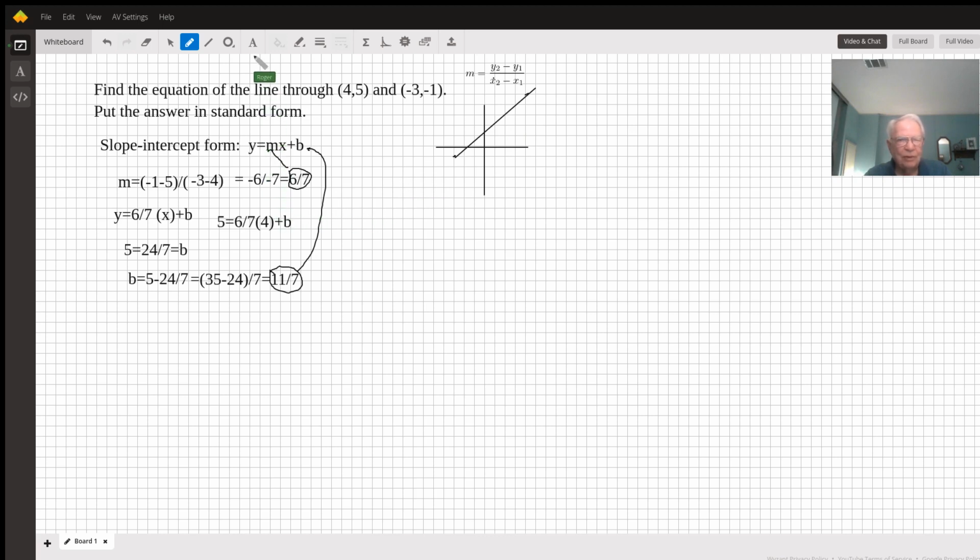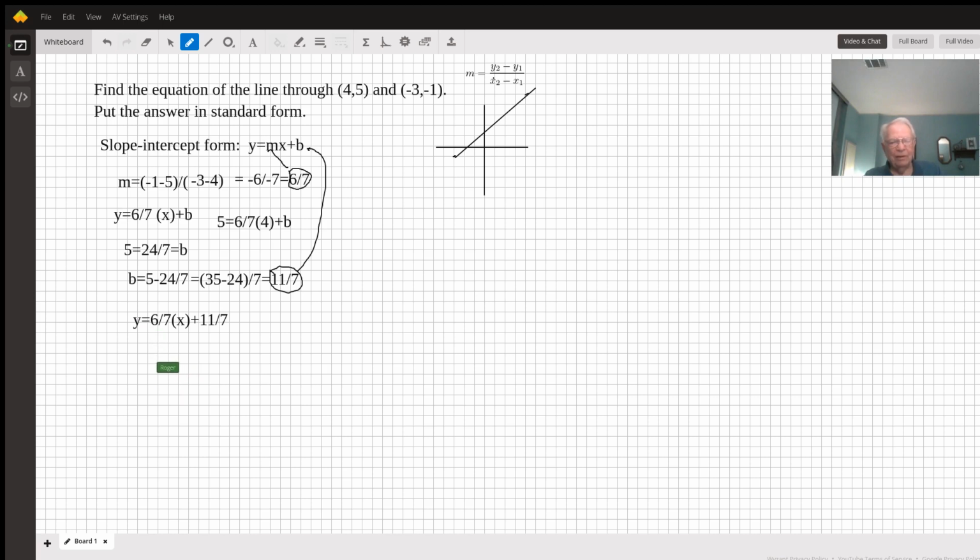So now if I put all this together, here's my answer in slope-intercept form. Y equals 6/7 x plus 11/7. And there's the equation in slope-intercept form.